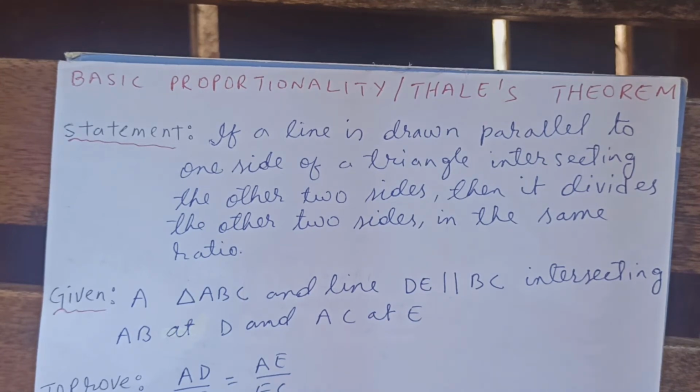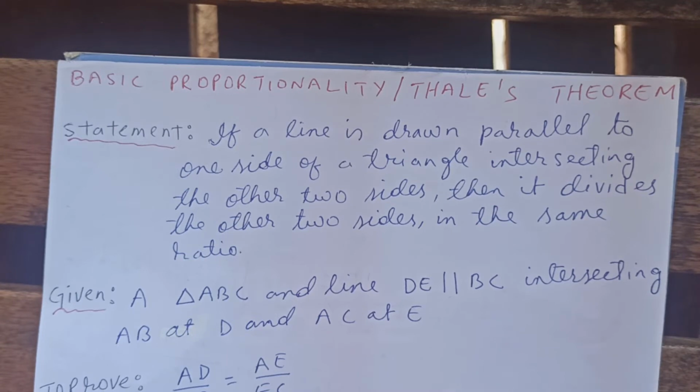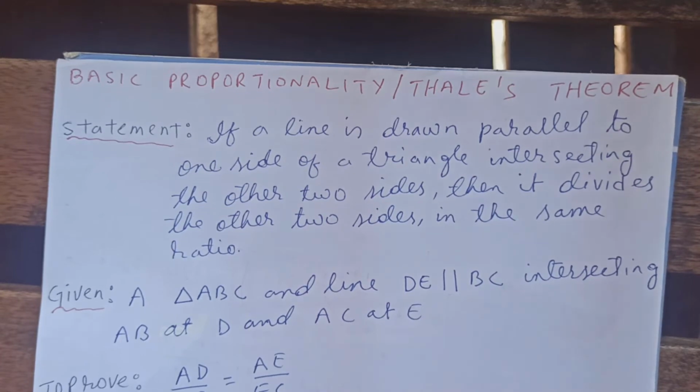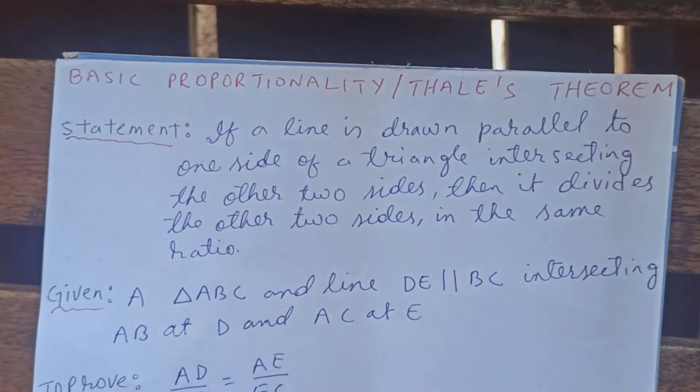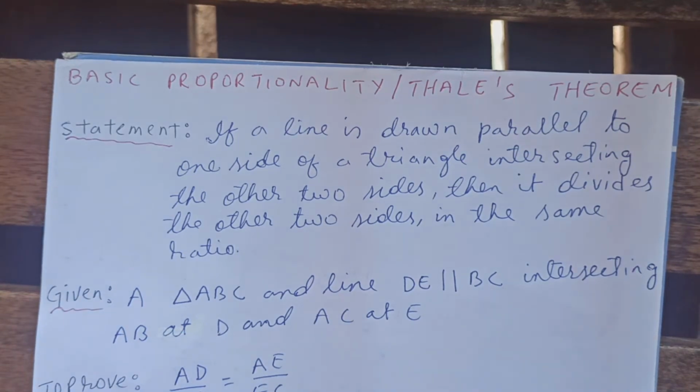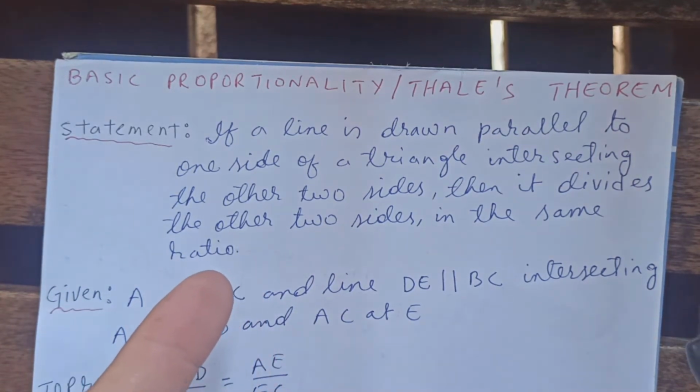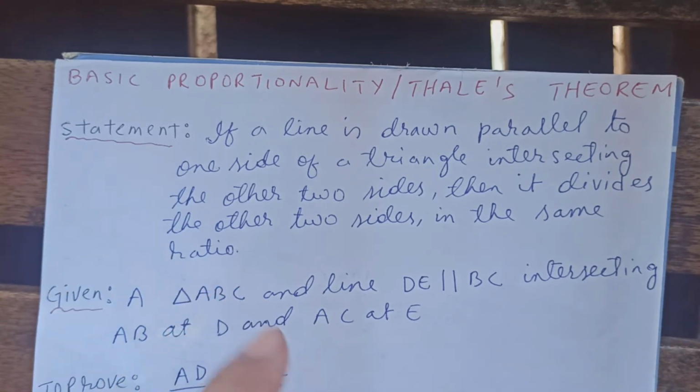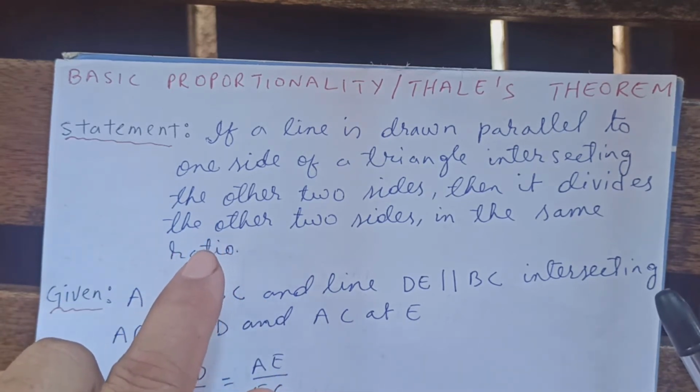The statement states that if a line is drawn parallel to one side of a triangle intersecting the other two sides, then it divides the other two sides in the same ratio. I think you know the meaning of this statement. So first, when you do geometry, using this statement, we are going to draw a figure, right?